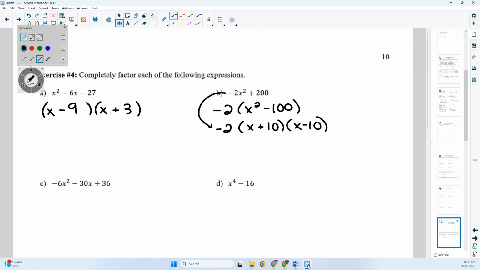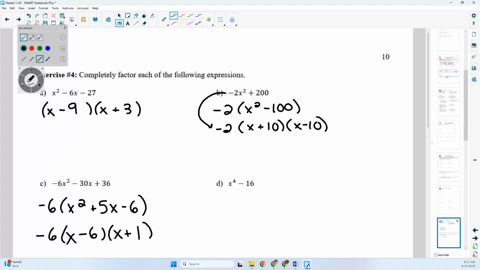Letter C, I do have a GCF again, so I take out a negative 6. And that is going to switch terms here. So when I take out a negative 6, I get a positive 5x and a negative 6. So be careful with 6, right? Sometimes we are close but not quite right. So my numbers that are going to work are negative 6 and positive 1. If I use 2 and 3, it would not work out correctly.